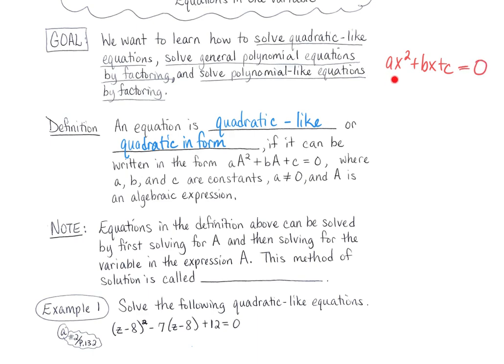So notice that this equation is like this one, but instead of x, we have an algebraic expression, capital A. That's all we're saying. Okay? A note: equations in the definition above can be solved by first solving for capital A and then solving for the variable in the expression capital A. This method of solution is called substitution.